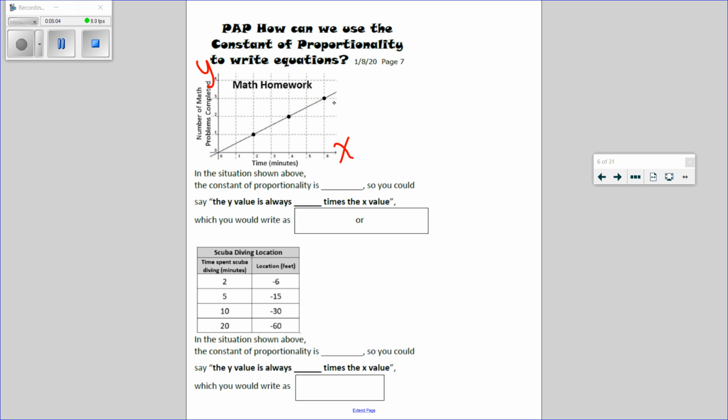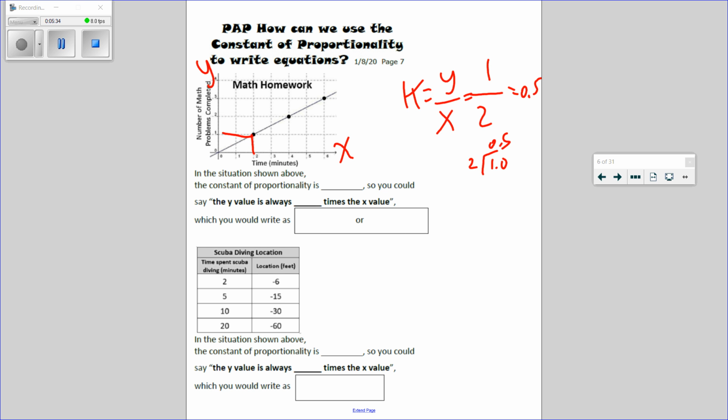This is y. This is about math homework: the number of math problems completed in a number of minutes. In the situation above, the constant proportionality is, I have no idea yet, K equals y divided by x. So one problem, 2 minutes. And what is 1 divided by 2? 1 divided by 2, annex 0, is 0.5.